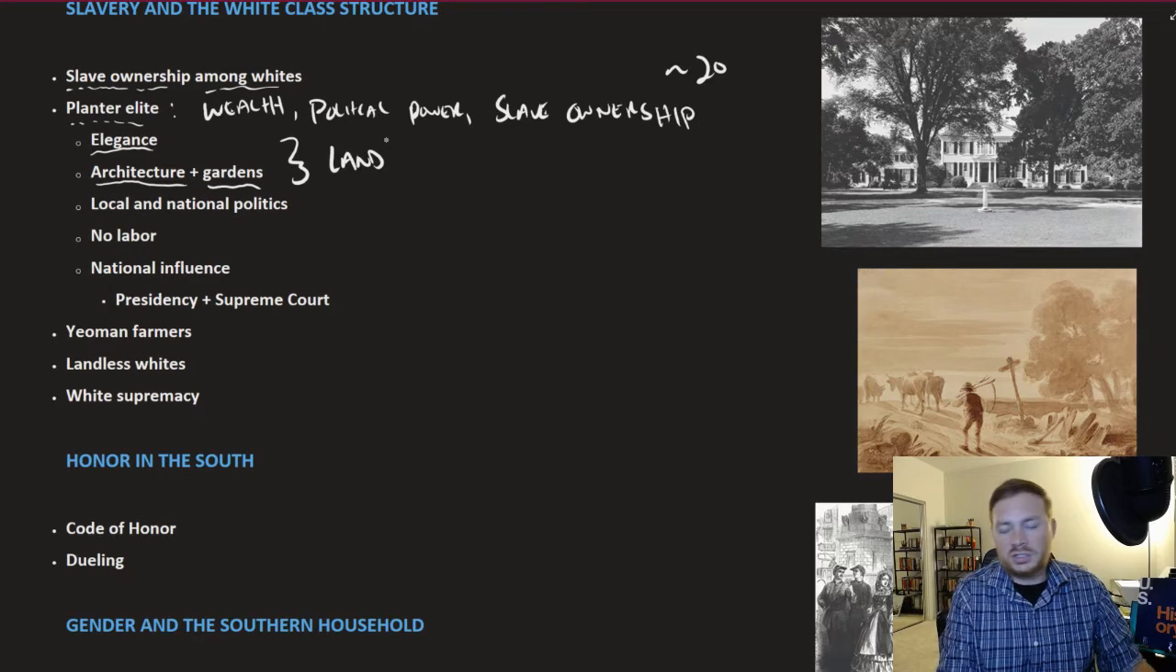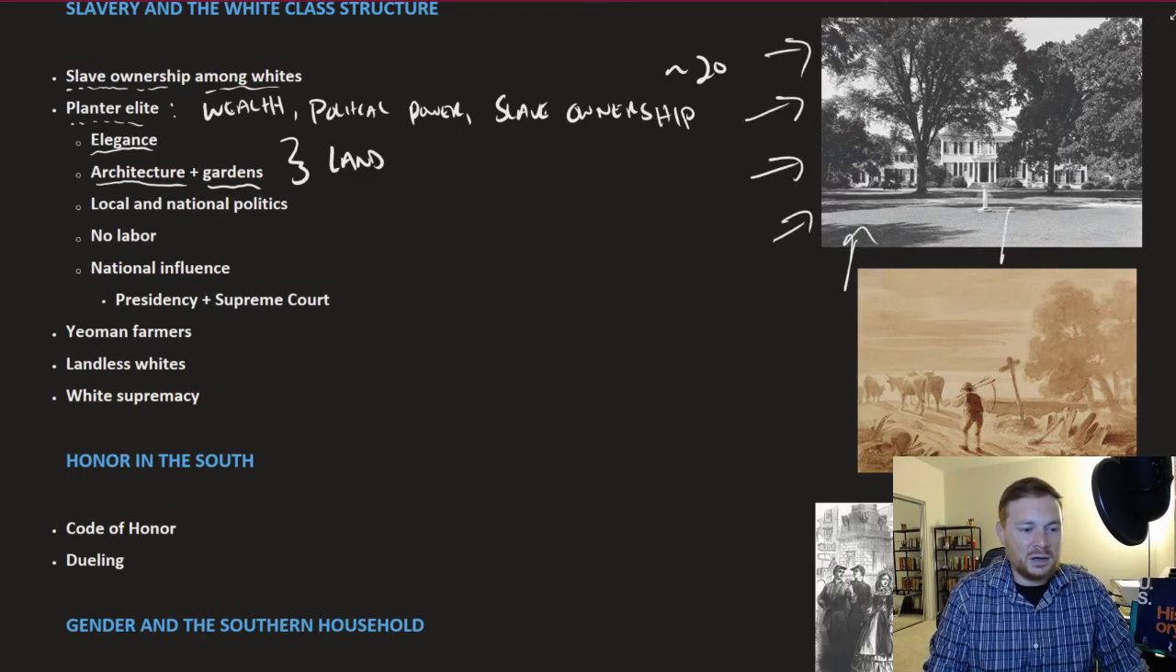It's what you purchase. Contrary to their northern counterparts, in the North it was more a matter of how much money you had, investments, what you have in the bank. Everything for the Southern elite was mostly material. So you've got an image here of one of these estates that were owned by a planter elite.